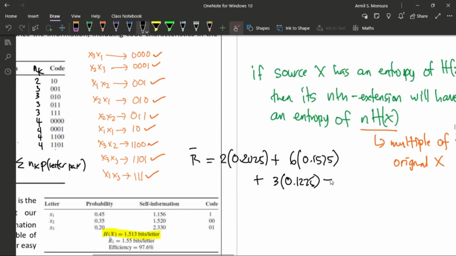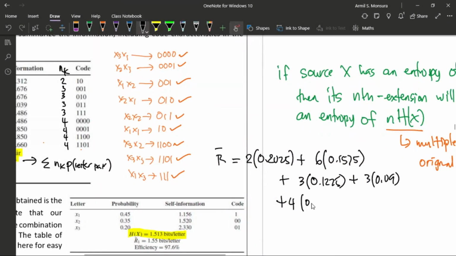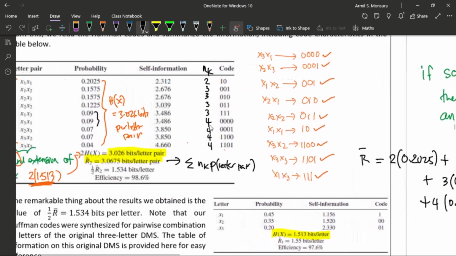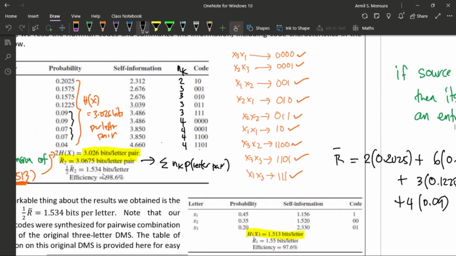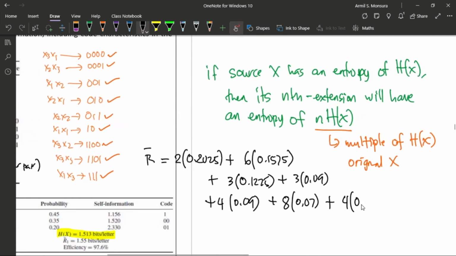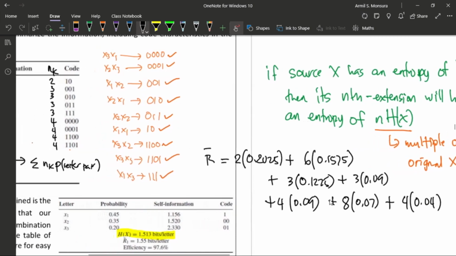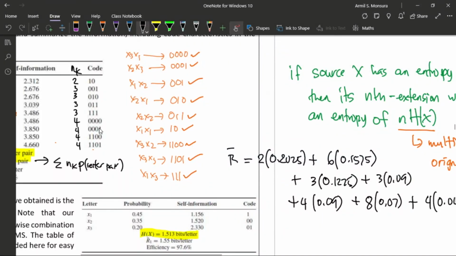So for one of them, 3 times 0.09, plus 4 times 0.09. And then these can be combined into a single term because they have the same code word length. So we have 2 times 4, so we have 8 times 0.07, plus 0.04 times 4, so we have 4 times 0.04. So that's how we compute the average code word length for the Huffman code that we have synthesized.